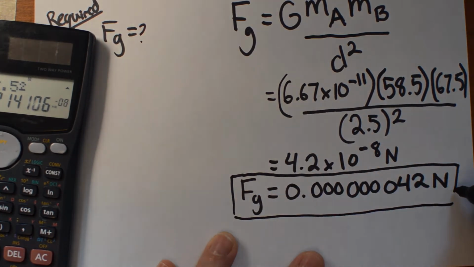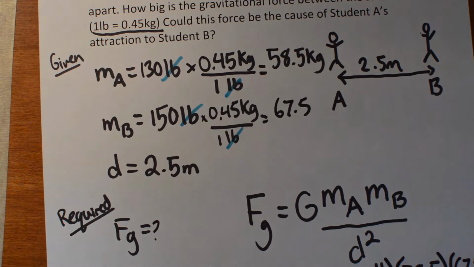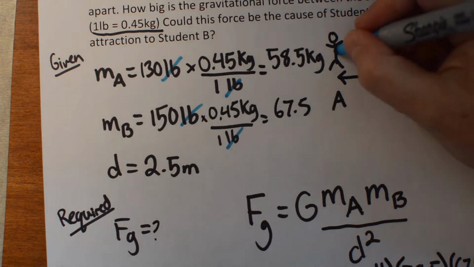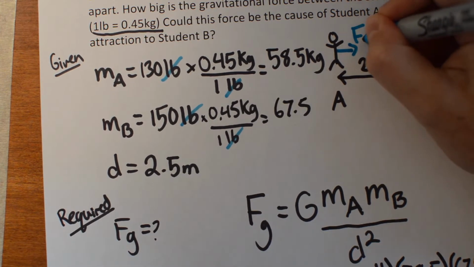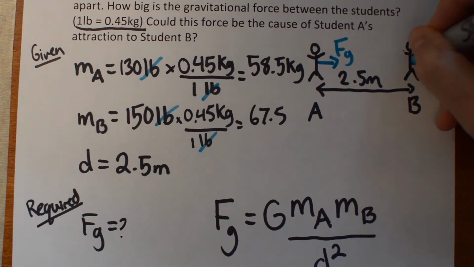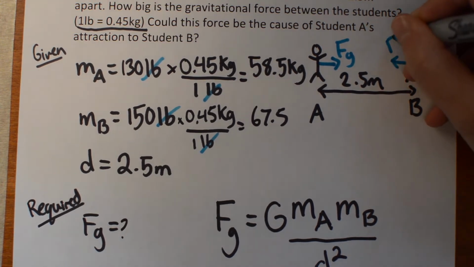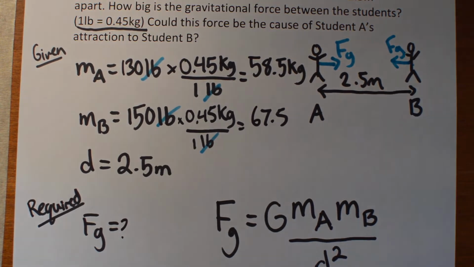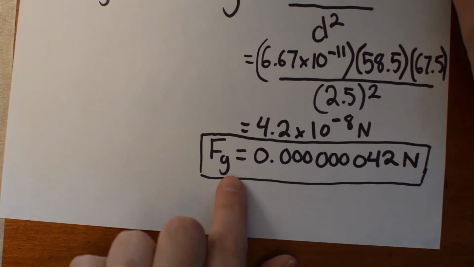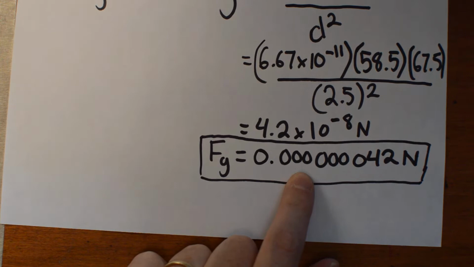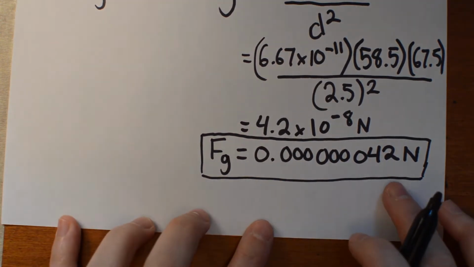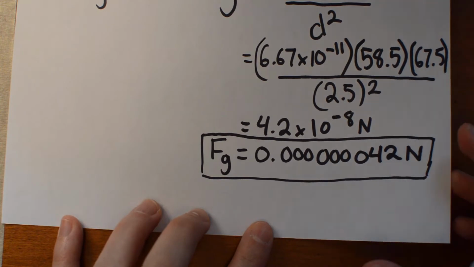So there is actually a tiny gravitational attraction from student A to student B. She feels a little bit of a force of gravity pulling her towards student B. And student B will feel the same force of gravity pulling towards student A. But it's probably not likely that this is the force of attraction that student A feels. It's a pretty small force. It's pretty negligible. You won't really notice a force that small in your everyday life.